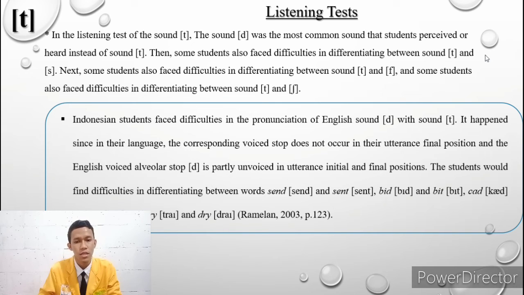The results were in line with the statement from Ramlan 2003 that most Indonesian students face difficulties in the pronunciation of English sound te with sound te. It happened since in their language, the corresponding voiced stop does not occur in the utterance final position, and the English alveolar stop T is partly unvoiced in the utterance initial and final position. The students would find difficulties in differentiating between the words sen and sen, bit and bit, and other words.